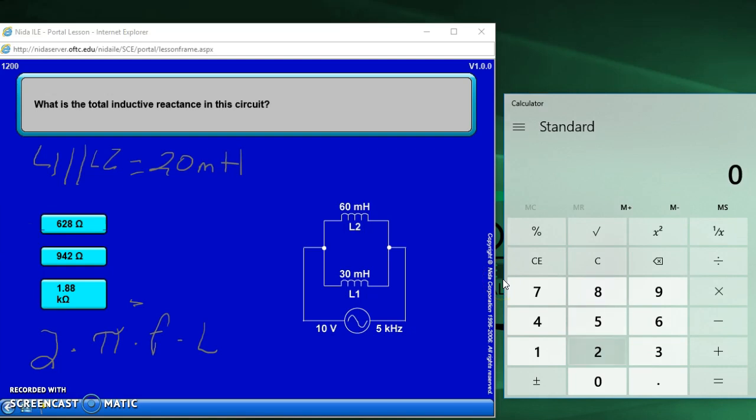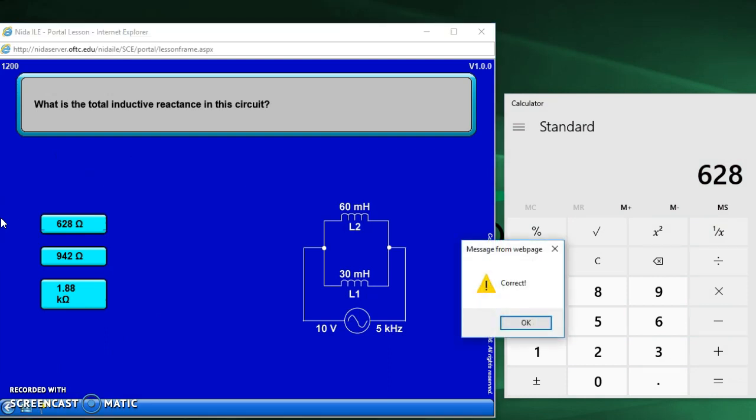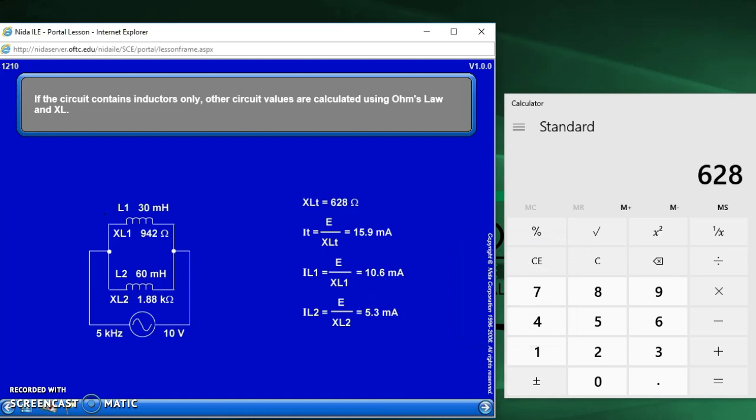So let's go over to our calculator. Let's clear it. Let's say 2 times, again, pi is 3.14 rounded, times 5, which is our frequency, times 20, which is our millihenries, and we come out with 628 ohms, and there it is. So nothing hard there either. It's just a matter of doing the math. We did have K, we did have milli, so we end up in ohms units. So hopefully that's definitely getting clear by now. So we'll click on 628, and sure enough, we are correct.